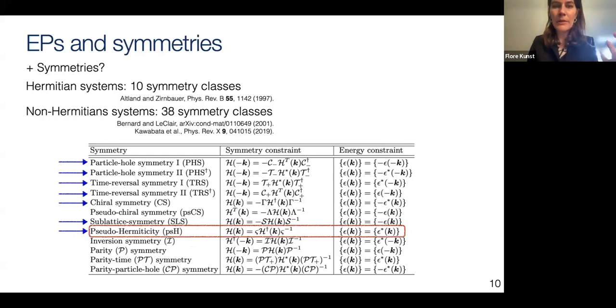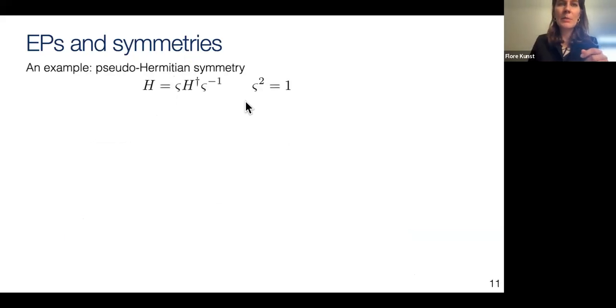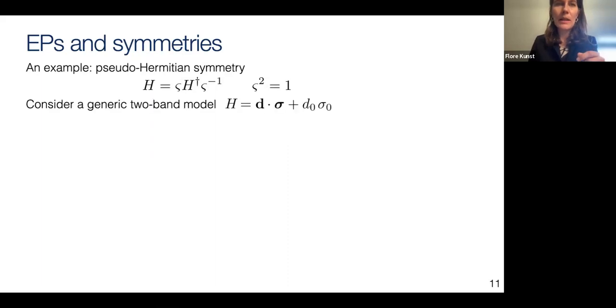And let's focus on this symmetry here to understand how the presence of certain symmetries actually affects the appearance of EPs. So this is again the pseudo-Hermitian symmetry. This is what it looks like. And let's again look at our generic two-band model. So here I again introduced this d dot sigma, but now I've reintroduced the identity. So sigma naught is the 2x2 identity for generality's sake.